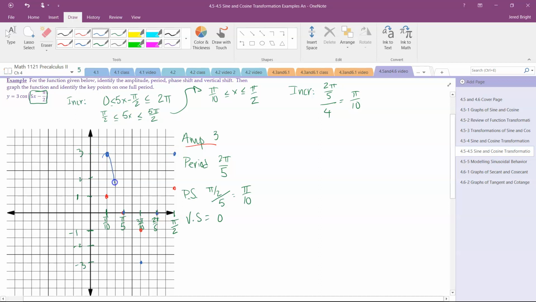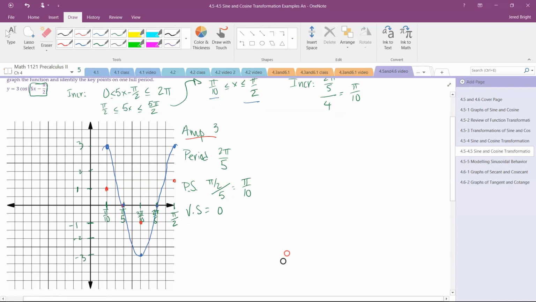Okay, and so here I was able to construct the graph. I didn't have to use transformations. All I did was I used the interval for one period. So I knew that the period for one cycle of the graph would be between pi over 10 and pi over 2. Okay, and then I used the increments and said, okay, with those increments, those are going to be the places where cosine is either a maximum, a minimum, or 0, based on the pattern of points. And I know cosine is generally a maximum, 0, minimum, 0, maximum pattern. Okay, so that's one example.